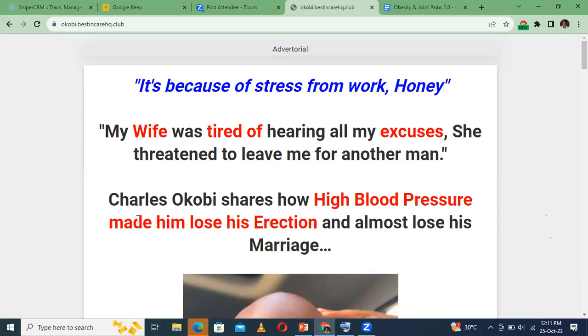Okay, then on the first law, when we go to the second line, my wife was tired of hearing all my excuses. She threatened to leave me for another man. Someone who is suffering from the same thing will want to say, oh, I am here, I'm suffering from the same problem as this man. That's how it obeys law 1. Okay, that is a good attempt.